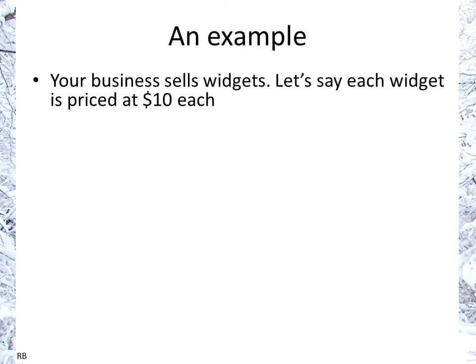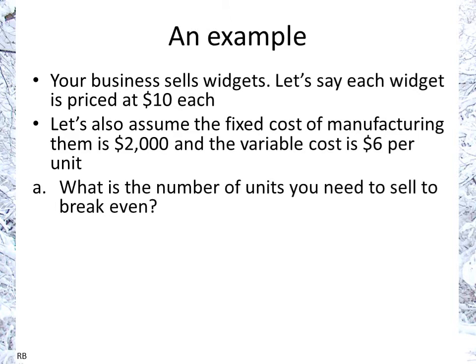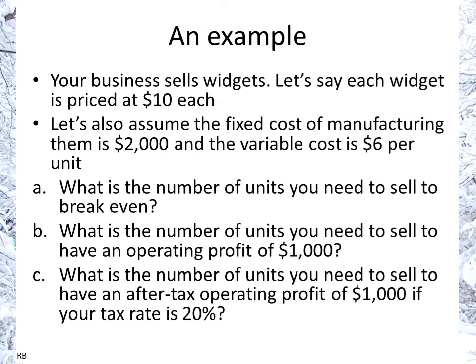So let's take an example with numbers. If your business sells widgets, let's say each one is priced at $10. And let's also assume that the fixed cost of manufacturing them is $2,000 and the variable cost is $6 per unit. So let's look at 3 questions. First, what's your break even? How many units do you need to sell to break even? What is the number of units you need to sell to have an operating profit of 1,000? And finally, what is the number of units you would need to sell to have an after-tax operating profit of 1,000 if your tax rate is 20%?